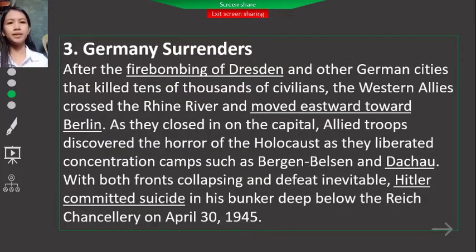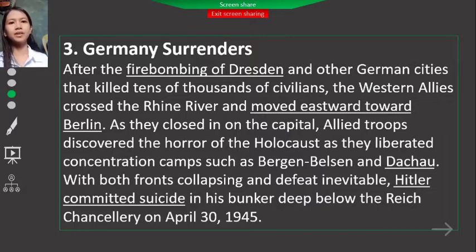Germany surrenders. After the firebombing of Dresden and other German cities that killed tens of thousands of civilians, the Western Allies crossed the Rhine River and moved eastward, toward Berlin. As they closed in on the capital, Allied troops discovered the horror of the Holocaust as they liberated concentration camps such as Bergen-Belsen and Dachau.